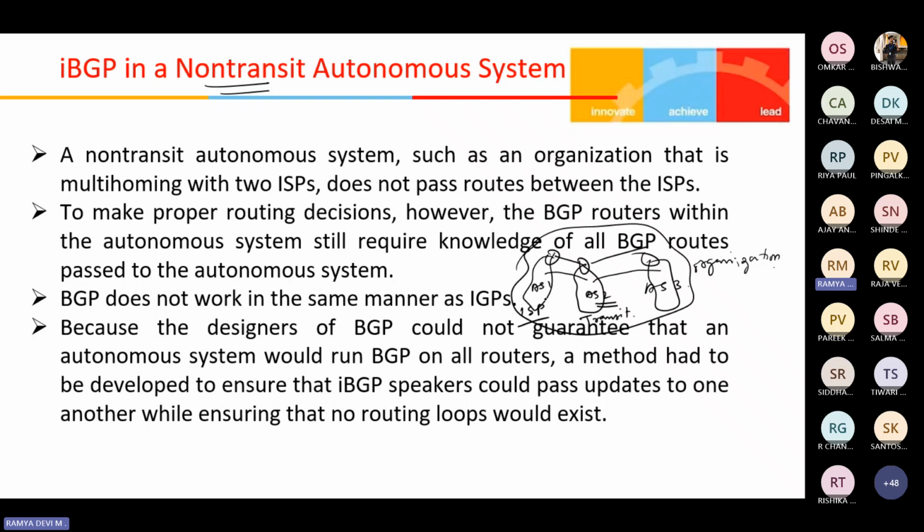Instead of going for an IGP, which will be flooding the routes, we can go for BGP. BGP does not automatically flood the routes; periodically, it will be updating. That is an advantage. BGP was designed so that not all the routers in an autonomous system need to run BGP. The protocol has to allow IBGP speakers to exchange routes with each other, and it will prevent routing loops from forming inside the autonomous systems as well.